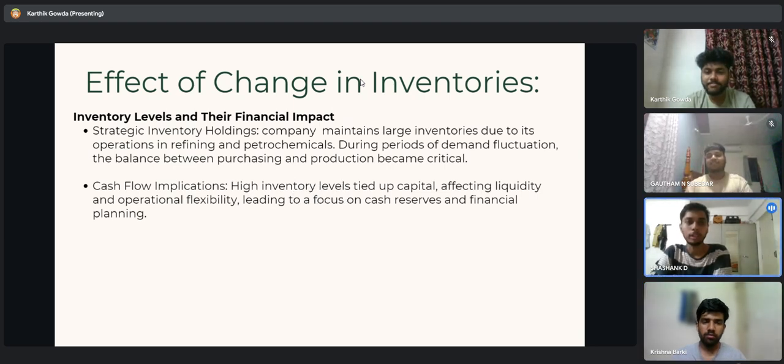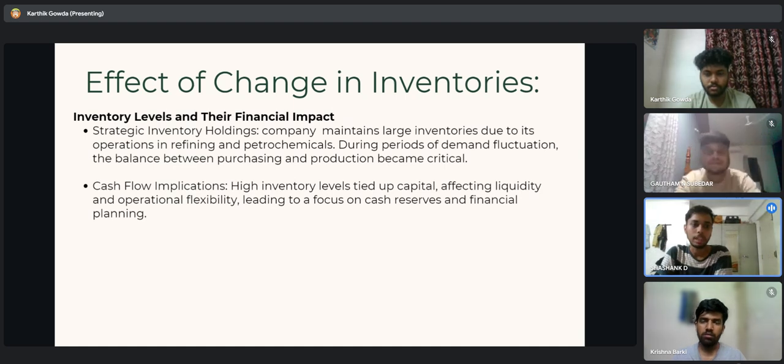So, myself Shashank, I will be continuing from here. The effect of change in inventories. As we have all already discussed, we have some profit and loss during the years backwards. So, what were the effects that affected the change in the inventories?